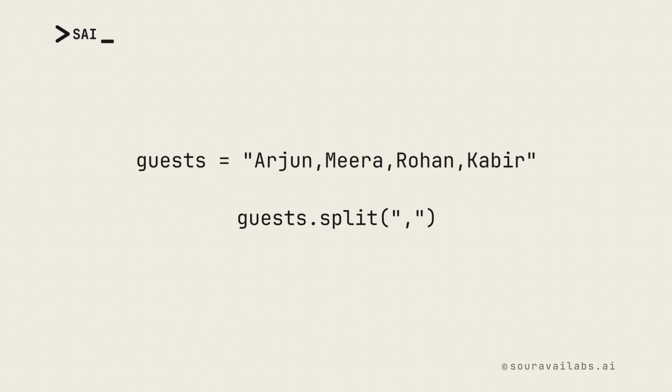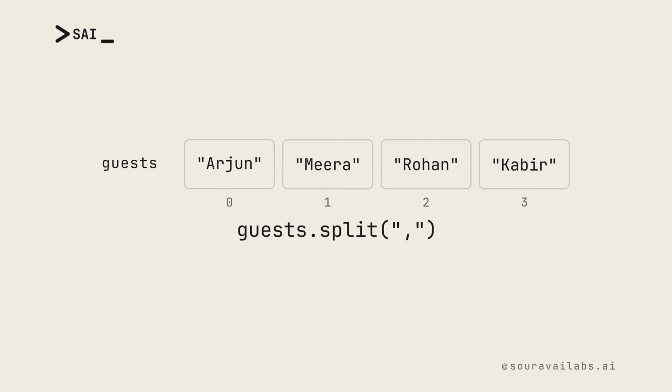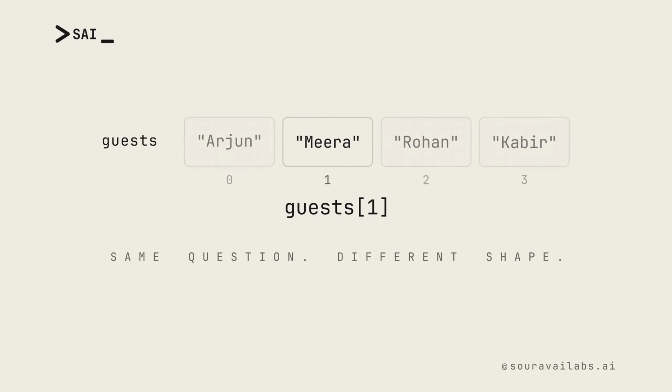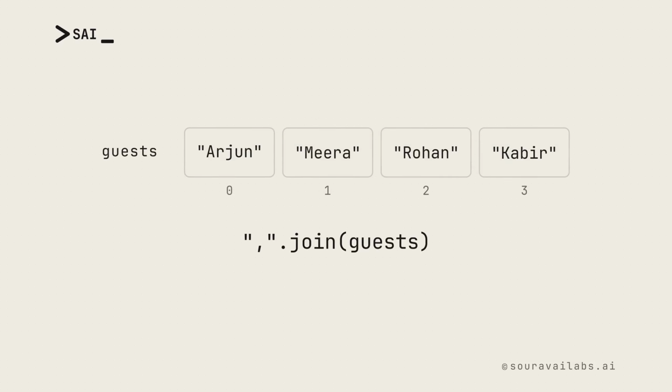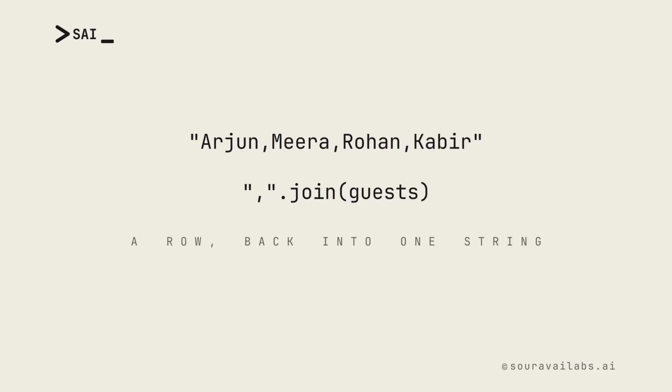Split fixes the shape. guest.split(",") cuts the line at every comma and hands back a real row, 4 names in 4 slots. Now the same question gives the answer you wanted, and slot 1 is Meera. Nothing about the names changed, only the shape did. Join goes the other way. ",".join(guests) glues the row back into one string with a comma between every piece, ready to save or send.